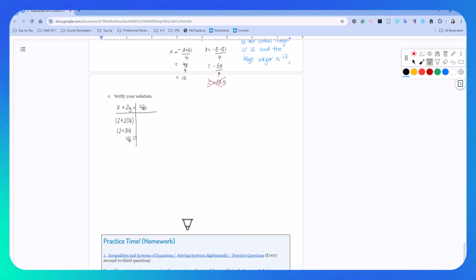So that one worked. Let's test the other one there. We got x squared minus 3y equals 93. Putting in the 12 squared minus 3 times 17, we get 144 minus 51. And we get 93. And we're done.